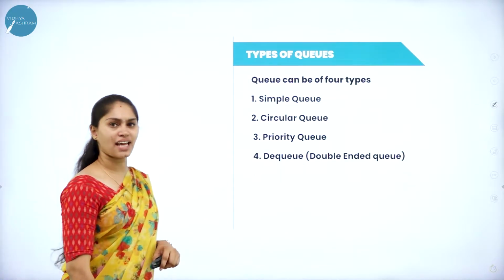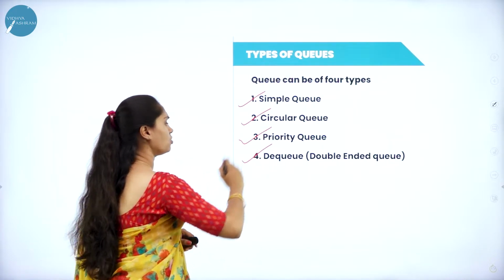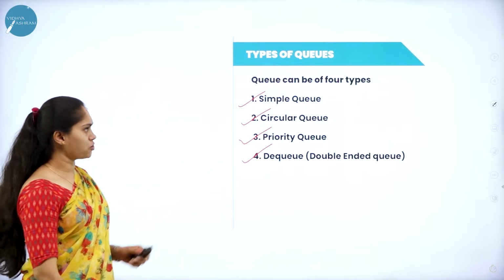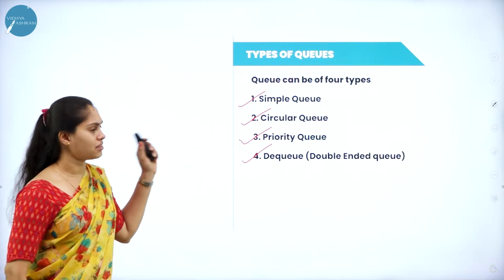Then what are the types of queues we have? Simple queue, circular queue, priority queue and DQ, that is double-ended queue. So you have to learn the definition of each along with its diagrammatic representation.